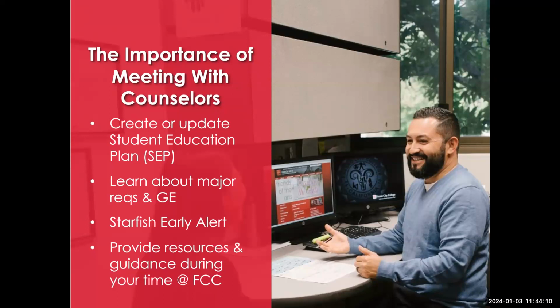Starfish Early Alert is basically a system that we have here at Fresno City College that is being used by our instructors and counselors as a form of communication. If for some reason you are failing a class, or there is a concern that you might have stepped out and you're not submitting your assignments, that is when the instructor reaches out to the counselors and we exchange the information. We contact our student to check in on you and see what's going on. So that would be through the early alert system, checking in with our students and collaborating with our instructors to get you set. We will provide the resources and the guidance during your time here at Fresno City College.